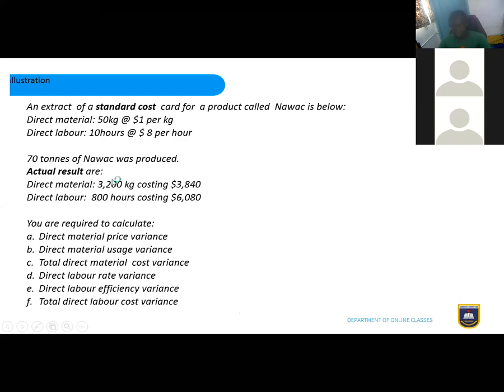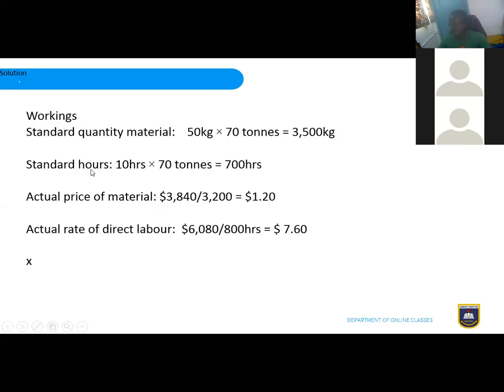10 by 70. That is why we have here standard hours. 10 hours times 70 tons. And that will give us 700 hours. Okay, meaning we are expecting to use at least 700 hours in getting the job done. Okay, that's the standard that we've set for ourselves. 700 hours. So please do not forget, you always need to do workings for standard quantity of material, standard hours.